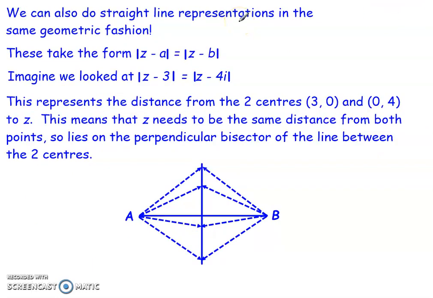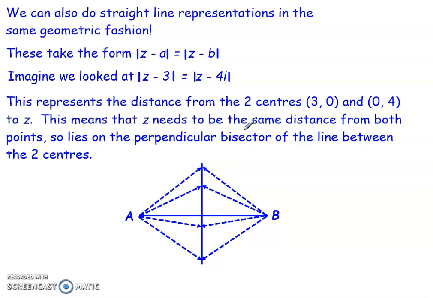One that we're going to consider here is straight line representations in the same geometric fashion. Now these will take this format here. Magnitude of z minus a equals magnitude of z minus b. So let's consider, we'll stick some values in. We're going to look at magnitude of z minus 3 equals the magnitude of z minus 4i. Now what this is going to represent is the distance from the two centres, so the 2 points 3, 0 and 0, 4 to z. Now that means that z needs to be the same distance from both points. So essentially, z is the centre of the distance between those 2 points, and it's going to have to lie on the perpendicular bisector of the line between these two centres.